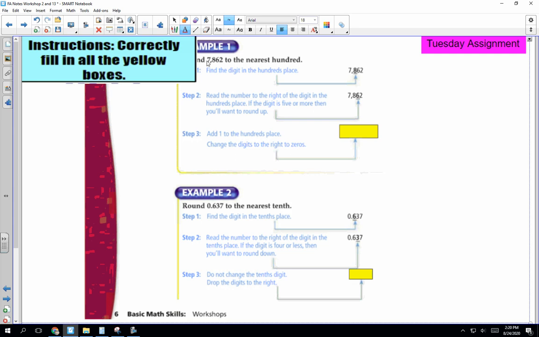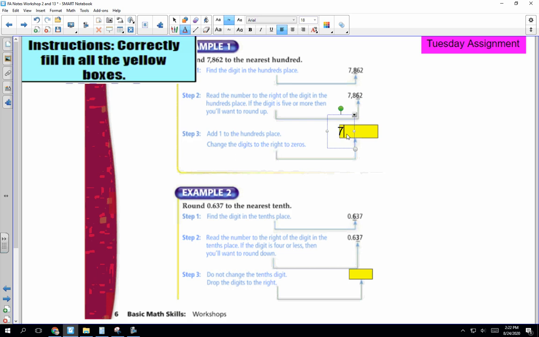So we're going to round 7,862 to the nearest 100. So we need to find what's in the hundreds place. It's an 8. Take a look at the number to the right, which is a 6. It is 5 or more. So we're going to round this up. So instead of an 8, it's going to be a 9. And then everything to the right of that 9 becomes a 0.